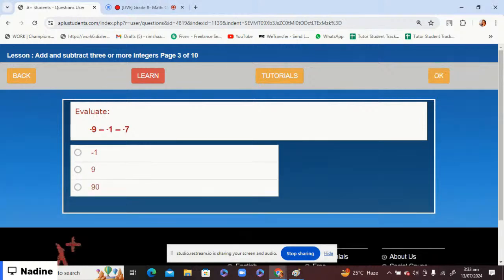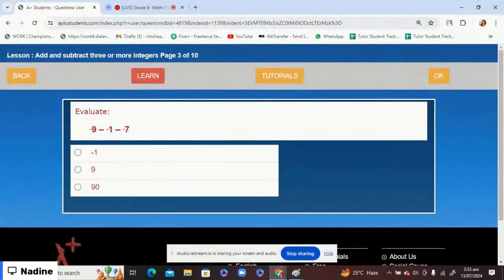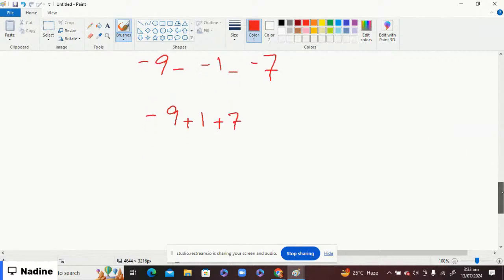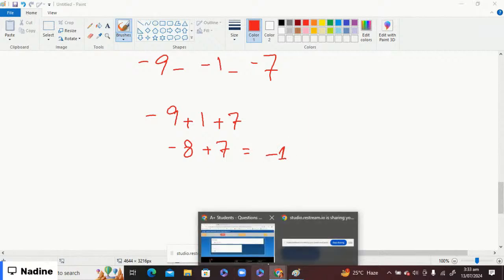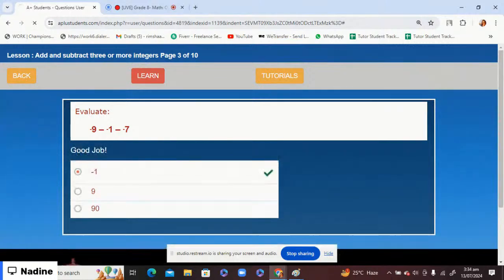Okay, solve this one. Minus 9 minus into minus 1 minus into minus 7. So minus 9 as it is, minus minus becomes plus 1, minus minus plus 7. Solve the first two digits first. Minus 9 plus 1 is minus 8 plus 7. And there is subtraction again. Minus 8 plus 7 is 1. Which sign with it? Negative. So we are going to put negative 1. Okay, this is the right answer.